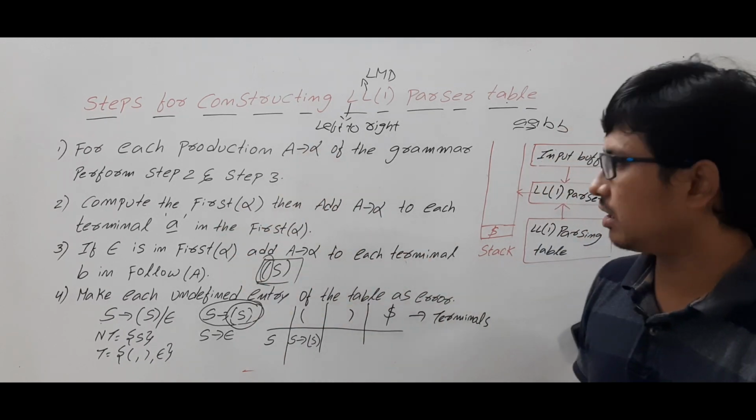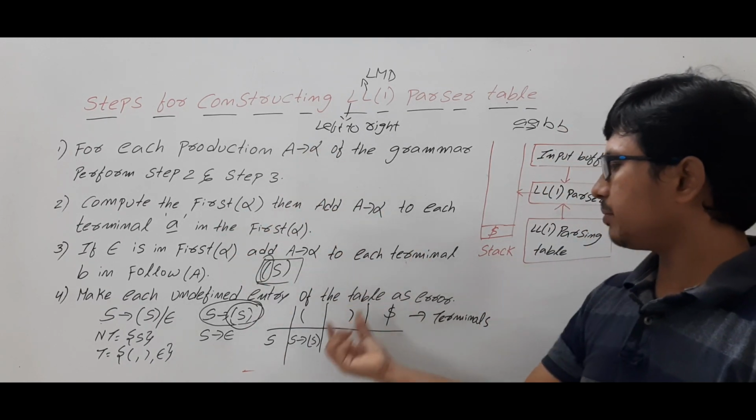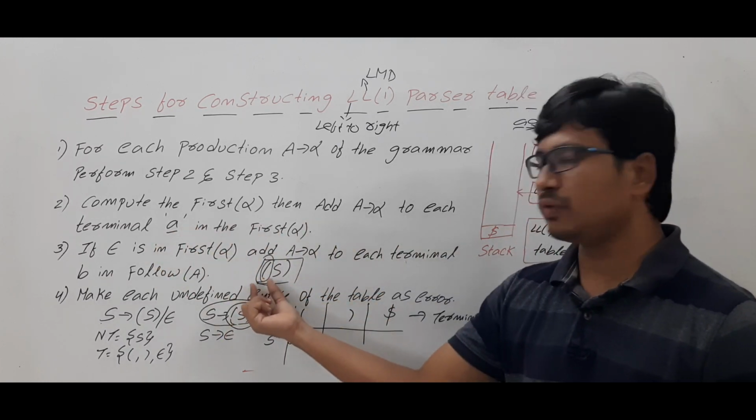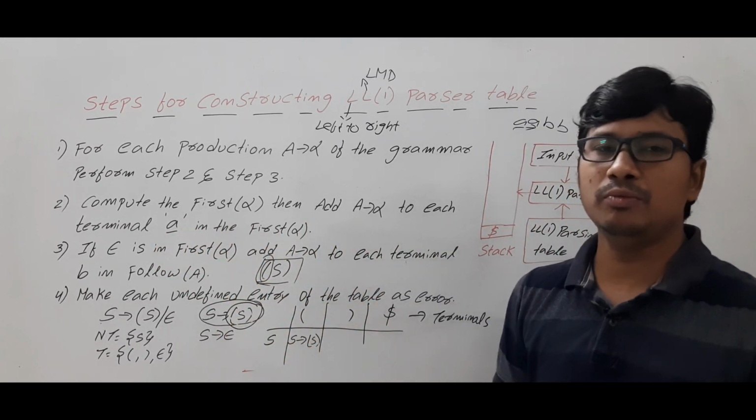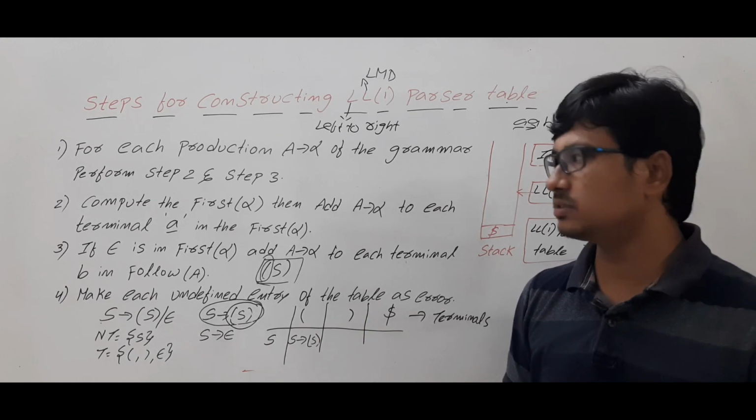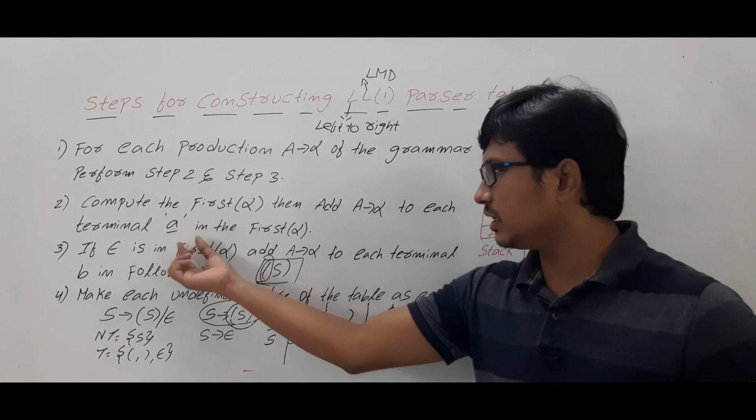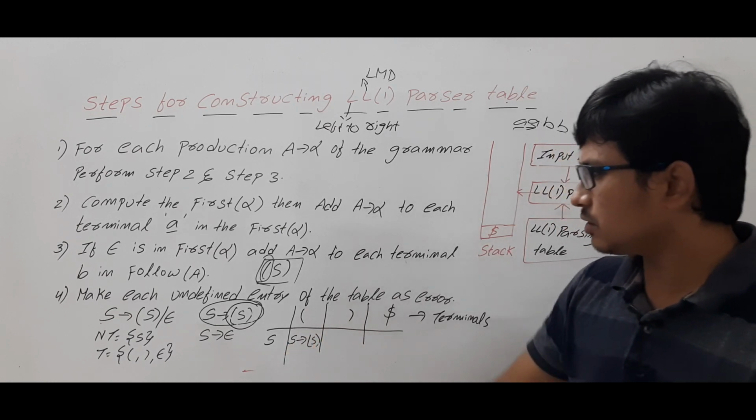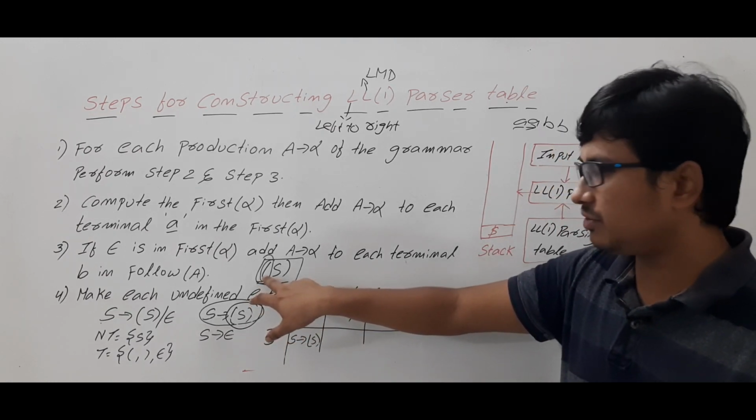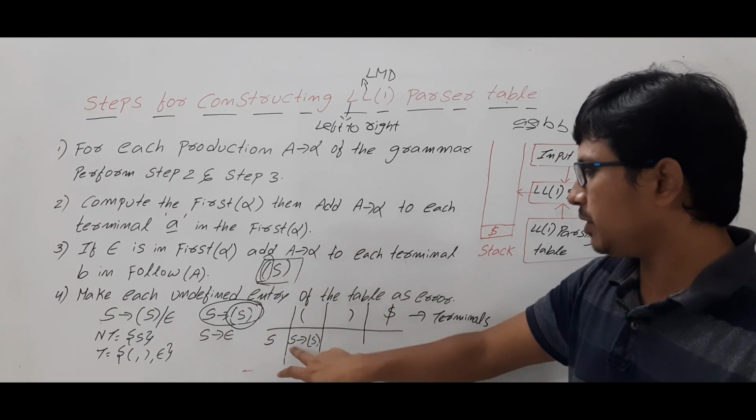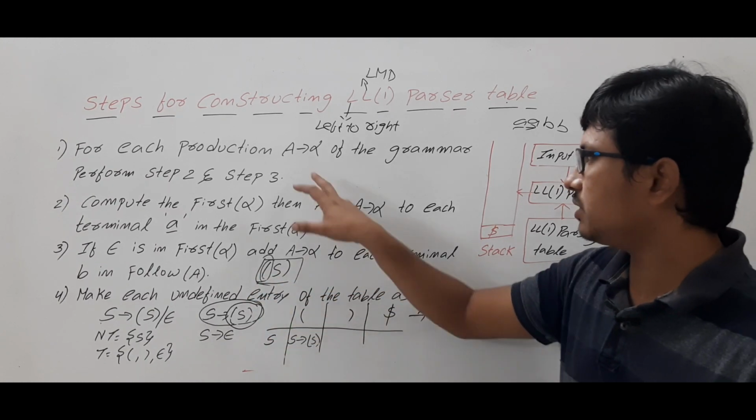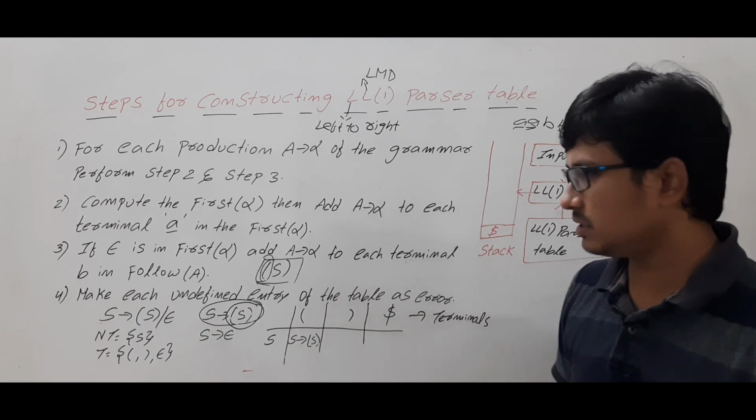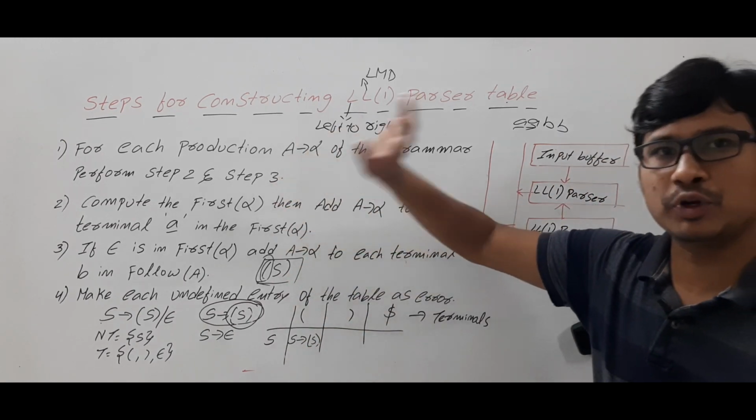Compute the first of alpha, then add A → alpha to each terminal A. Because whenever you compute the first, obviously you will get a collection of terminals. So at each terminal, you add this A → alpha. Is it clear? Here I have computed the first of this one. I got the open braces. At that place, I kept S → (S). Is it clear? This is step 2.